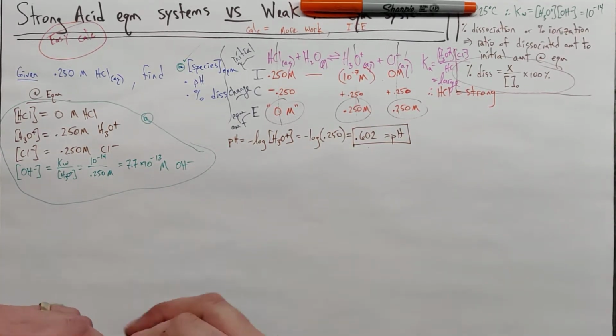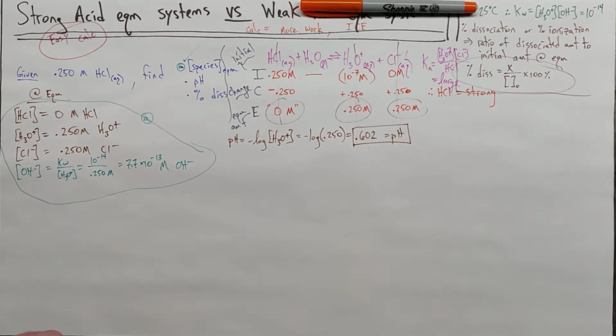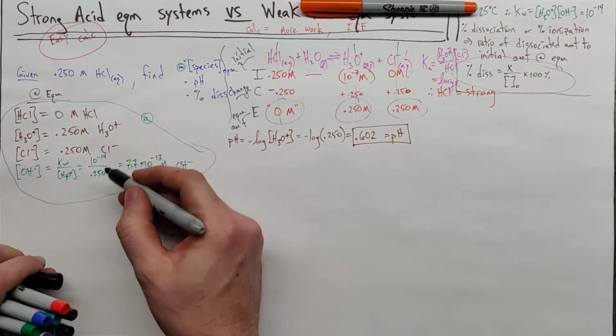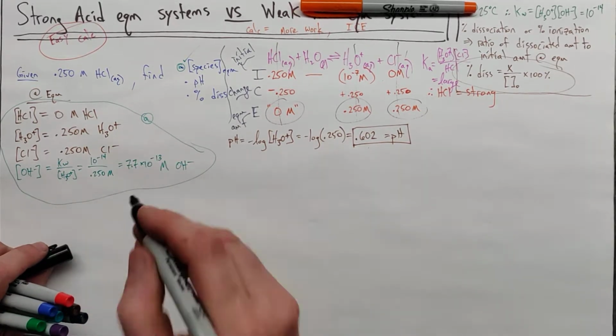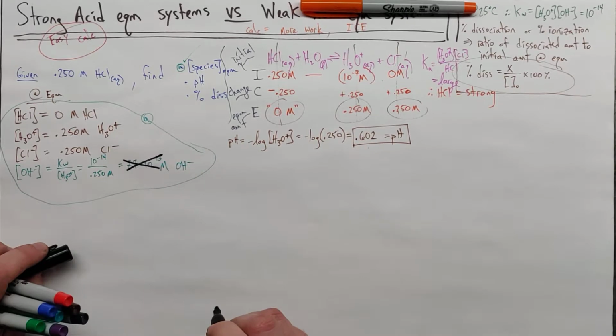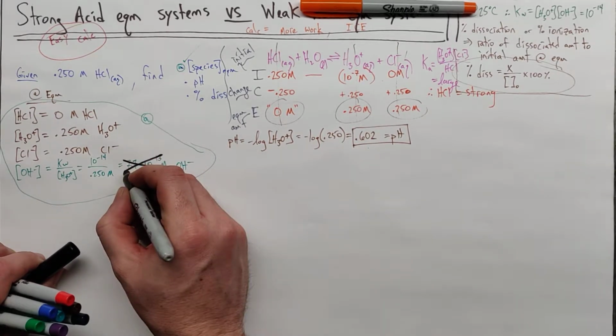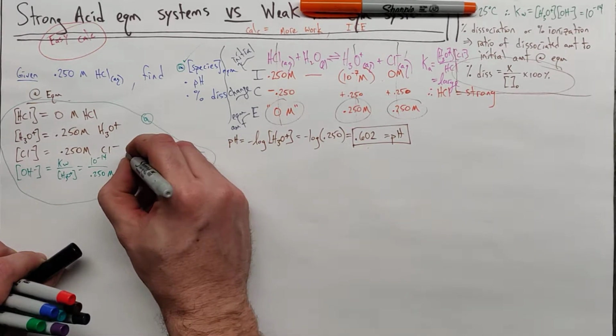As I was writing there, I had a mental lapse, and I had to stop and double check. 10 to the minus 14th over 0.250 is just 4 times 10 to the minus 14th. This number is, spoiler alert for my later example, this should have been 4 times 10 to the minus 14.